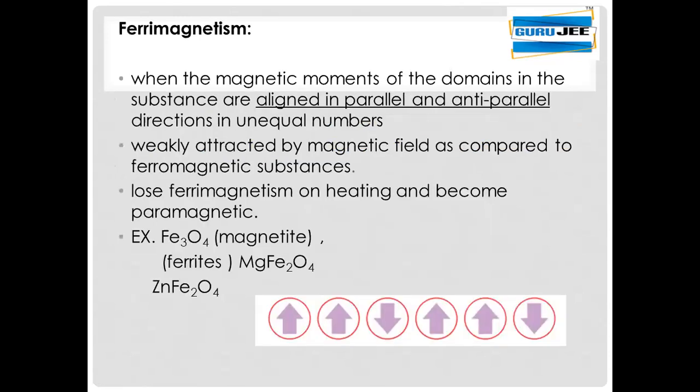Yes, ma'am. The last type of substance is ferrimagnetism. Here the magnetic moments of the domains in the substance are aligned in parallel, like antiferromagnetism, but in anti-parallel direction in unequal numbers. Here you can see in the diagram, when we apply the magnetic field, some of the electrons are with spin up. How many spin up electrons are there? 1, 2, 3, 4. But only 2 electrons with spin down moment.